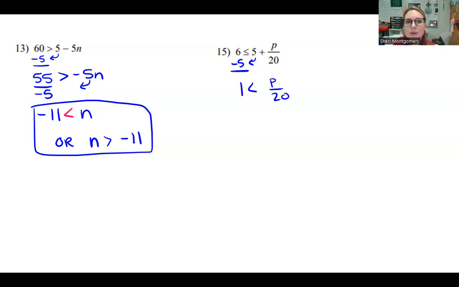All right, last step. What is it? Yeah, to get rid of divide by 20, I need to multiply by 20. 20 times 1 is just 20. Again, I don't care if you really like to have the variable on the left, that's fine. If you switch these two things, you have to flip the sign.